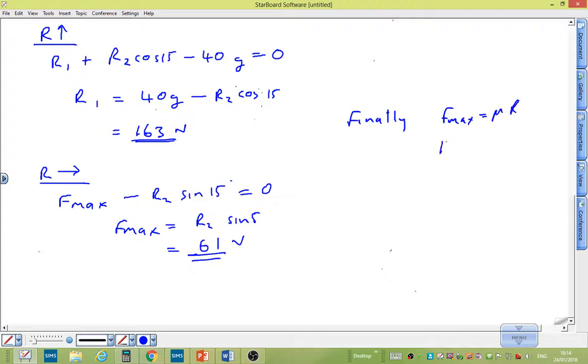Okay, and finally, the last formula you're going to use is F max is actually equal to mu r. So mu is simply F max divided by r. So what we're going to do is 61 unrounded divided by 163 unrounded. Anyone verify what we're going to get?